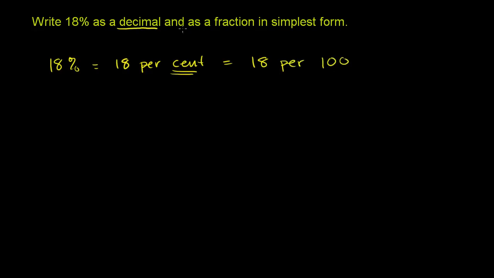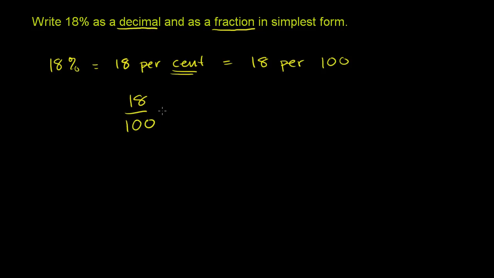Actually, I said I would do the decimal first, but we can start putting it into a fraction first. 18 per 100 as a fraction literally means 18 per 100, or 18 hundredths. Now from here we could go straight to a decimal, or we could do this fraction in simplest form. Let's do the decimal first, just because that's what I said I would do first.